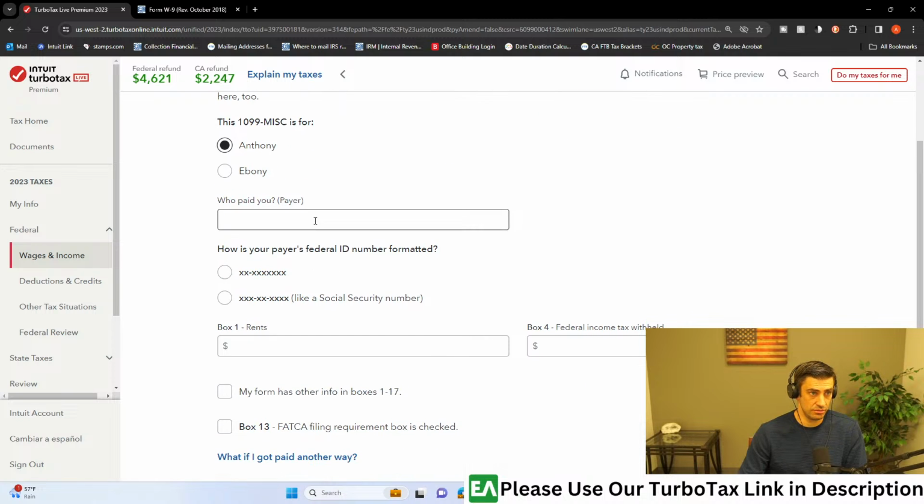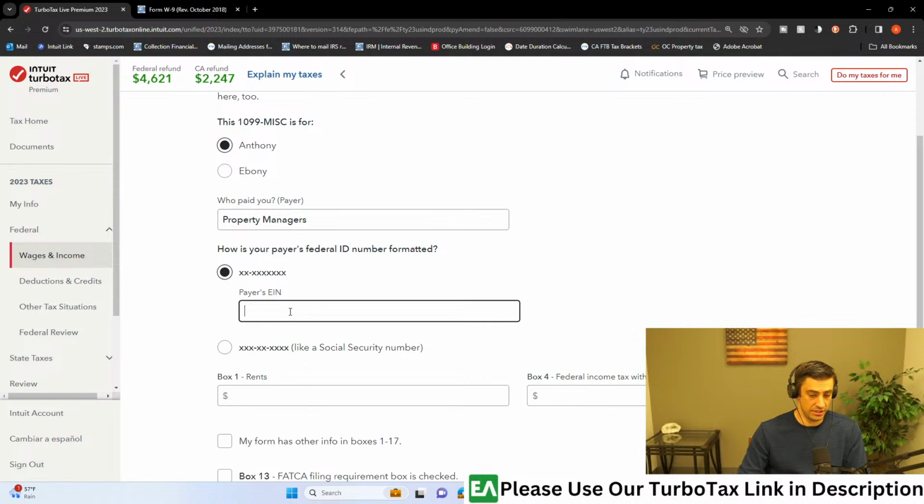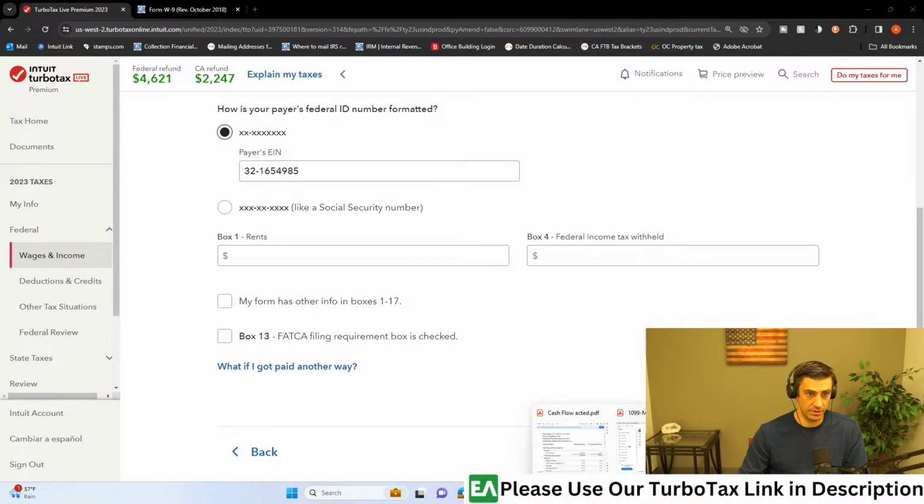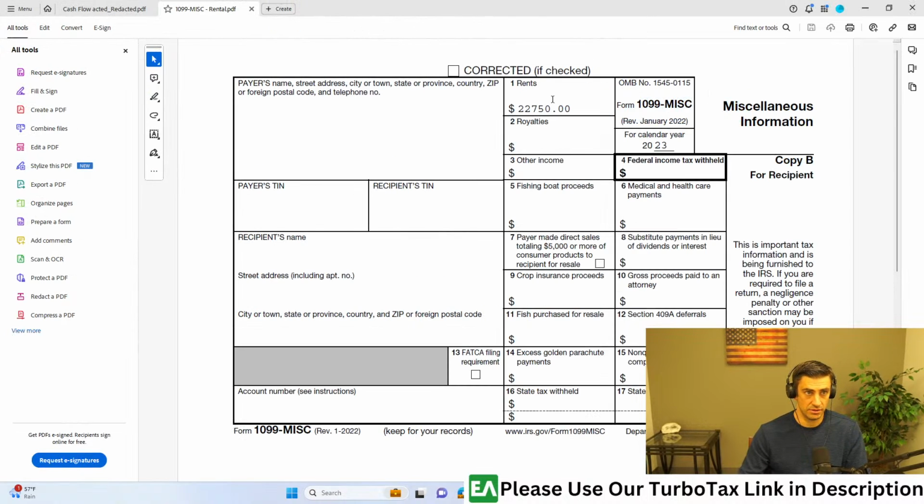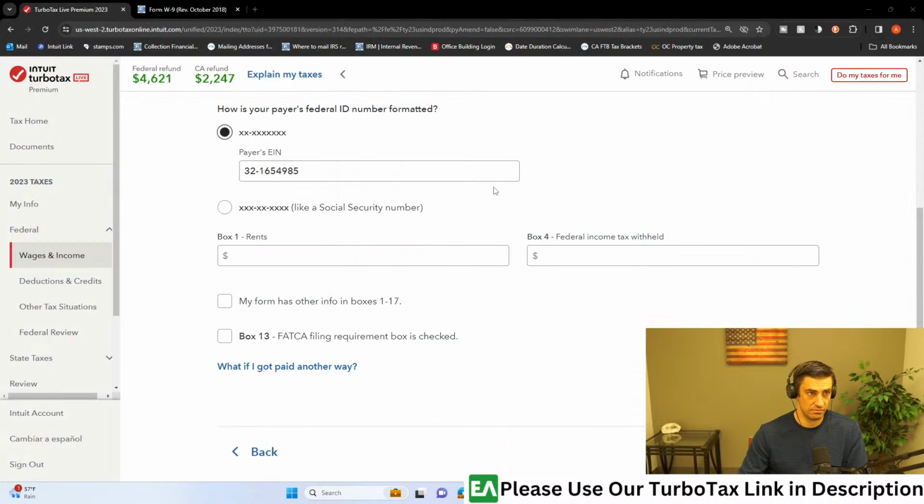Okay, who paid you? So we could just say property managers. Okay, let's say they have an EIN, random EIN there. Here we go, rents. This is what rents is in box 1, right? 22,750. Boom.